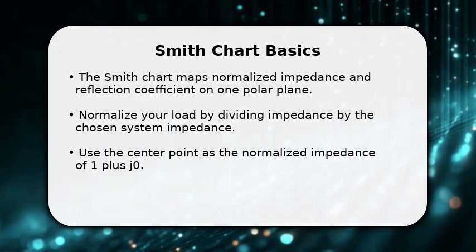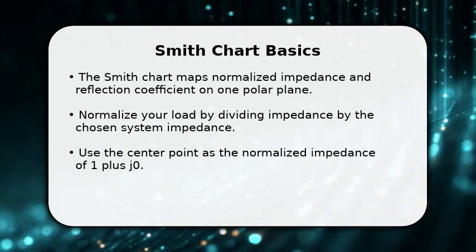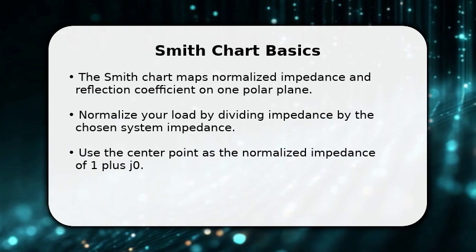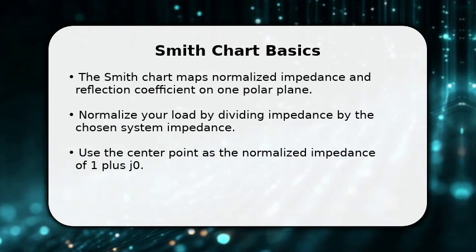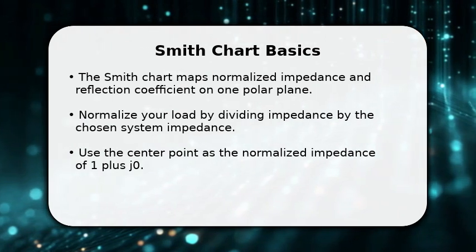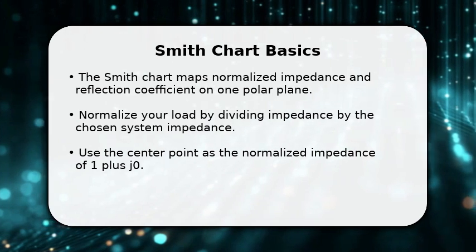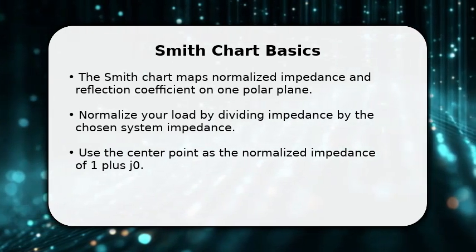The Smith chart maps normalized impedance and reflection coefficient on one polar plane. Start by normalizing your load impedance to the system impedance. Divide the load impedance by the system impedance to get a unitless value. Plot the normalized impedance as a point using resistance and reactance circles.